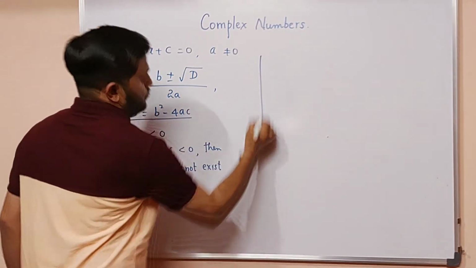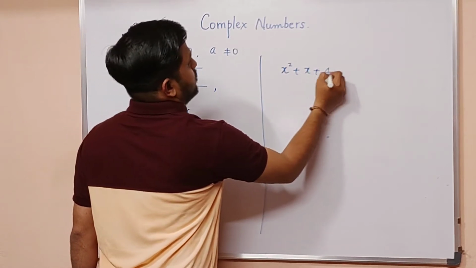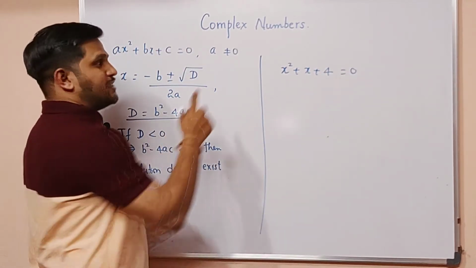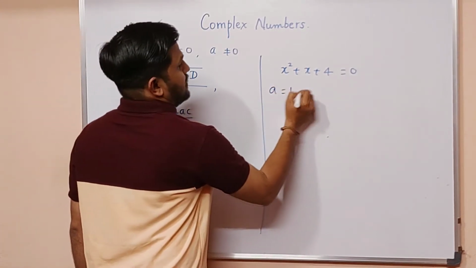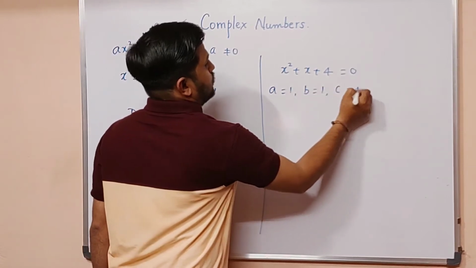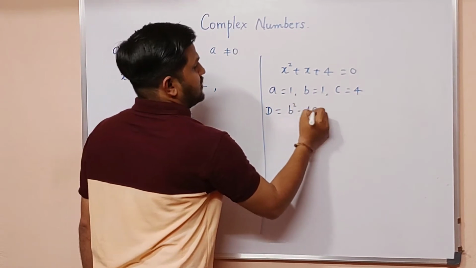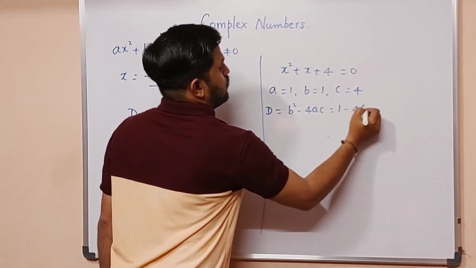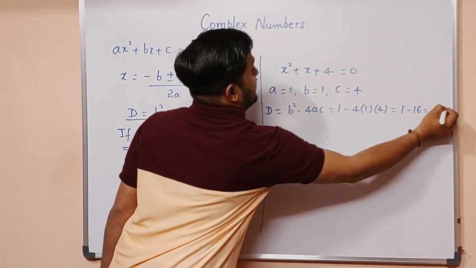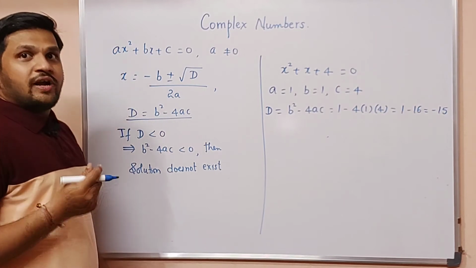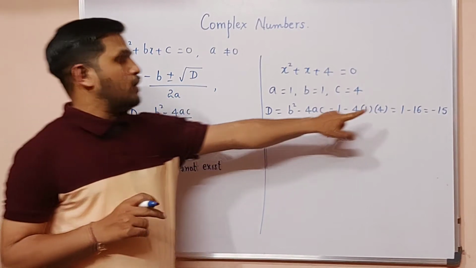For example, consider x square plus x plus 4 is equal to 0. Let us look at whether D is less than 0 or not. The value of a is 1, b is equal to 1, c is equal to 4. The discriminant b square minus 4ac is 1 minus 4 into 1 into 4, so you get 1 minus 16, which is minus 15. So where does the problem arise? The problem arises here: square root of a negative number.